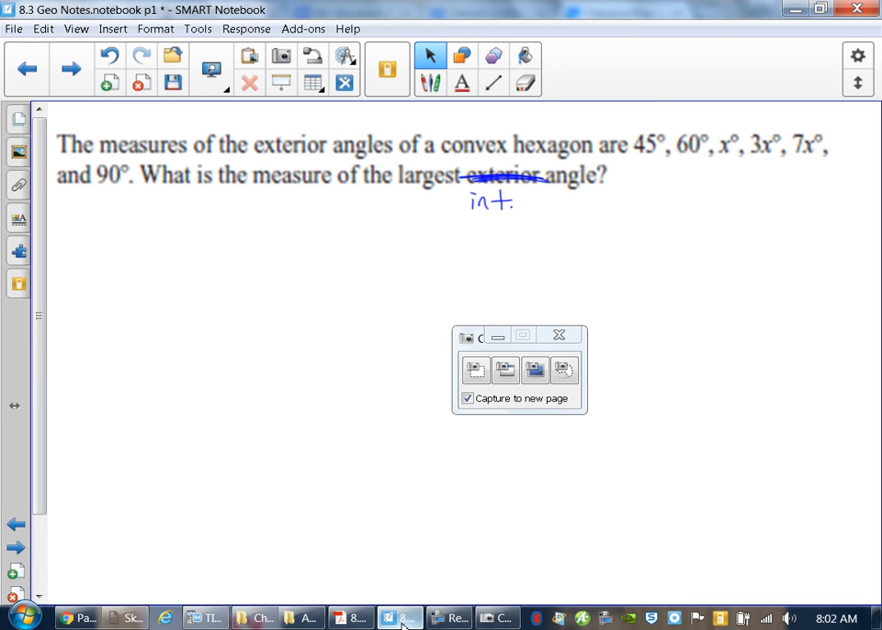So, work through it. Think about what the question's asking you. The measures of the exterior angles of a hexagon are 45, 60, x, 3x, 7x, and 90. What is going to be the measure of the largest interior angle? I don't know. I just made it up.